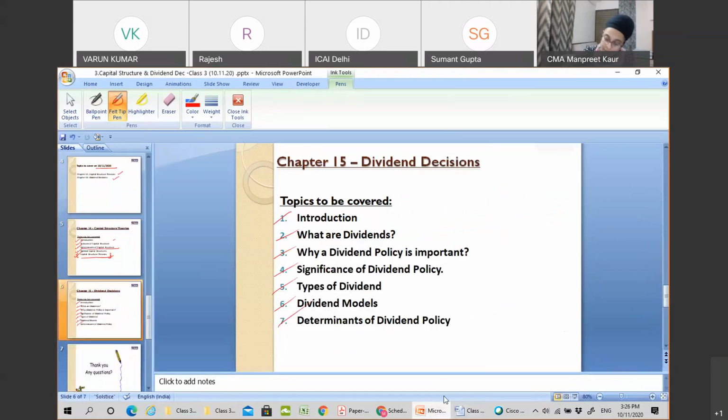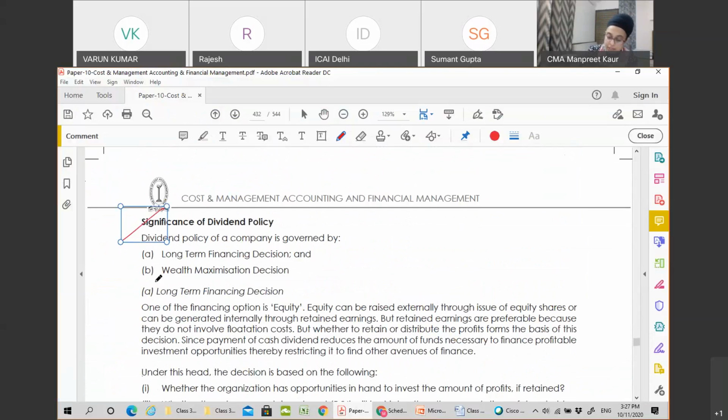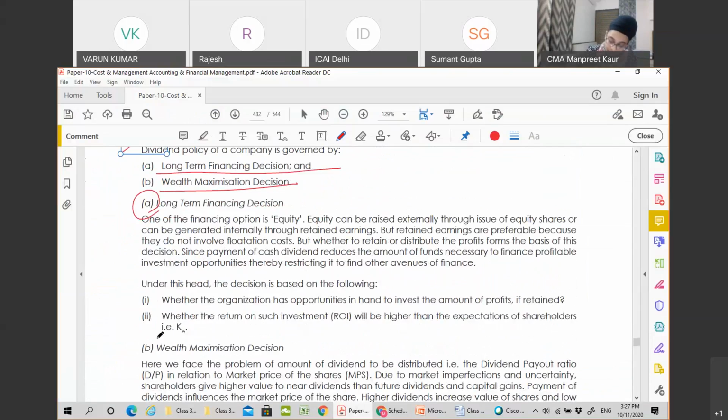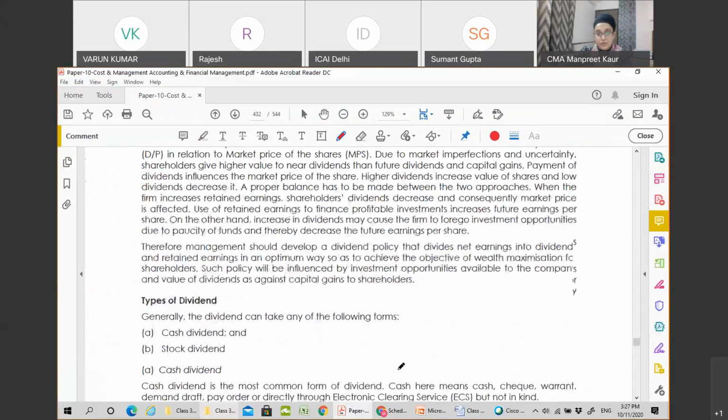So we have done the introduction, what dividends are, why dividend policy is important, significance of dividend policy, and types of dividends. The significance of dividend policy is long-term financing decisions and wealth maximization, which you will do on your own. You will have a look at these two terms: what is a long-term financing decision and what are wealth maximization decisions?